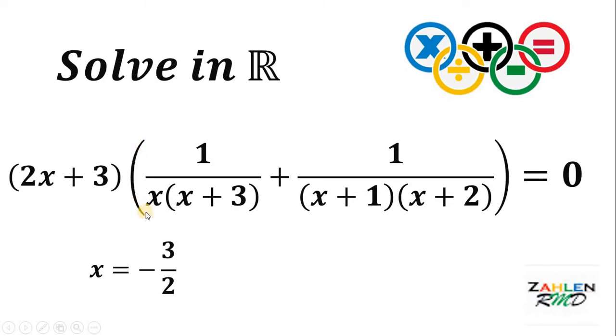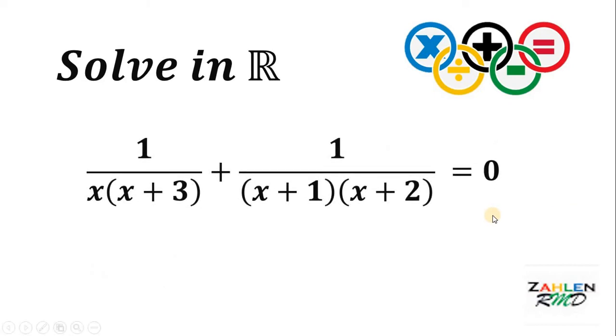Now, how about the second factor? Let's equate the second factor to 0, like this. Now, what we're going to do is to combine these two terms on the left-hand side. To make it easy, multiply the first term by x plus 1 times x plus 2 on numerator and denominator, and the second term multiply by x times x plus 3 on both numerator and denominator. And then, we can now combine them.